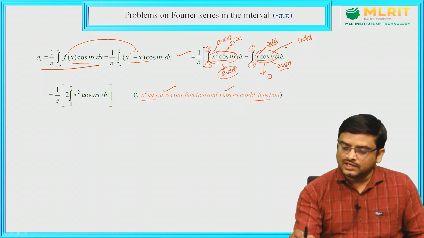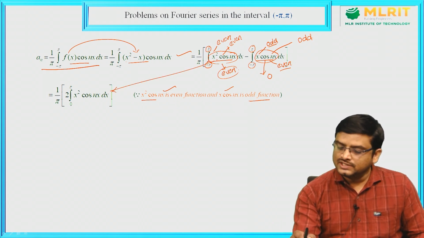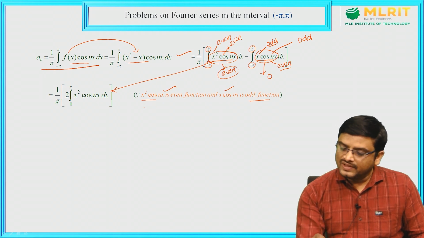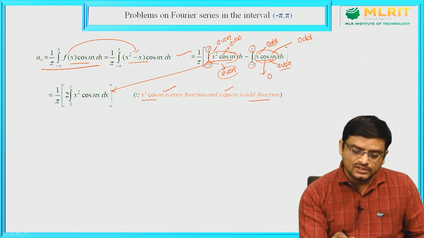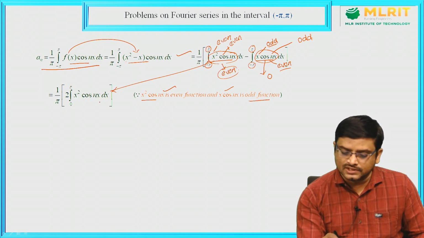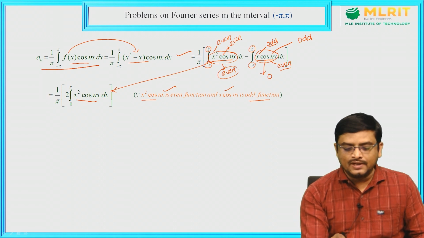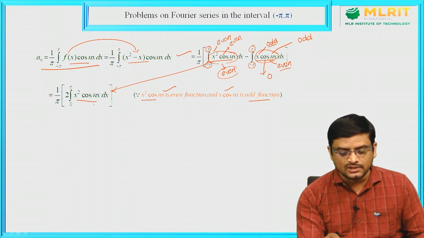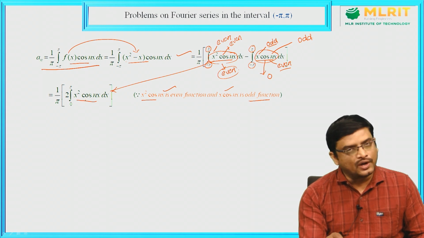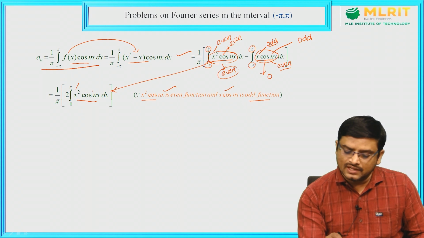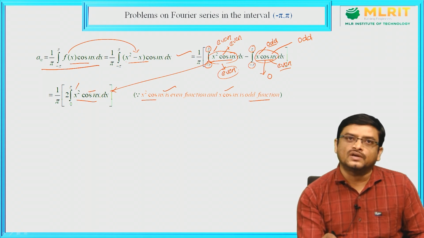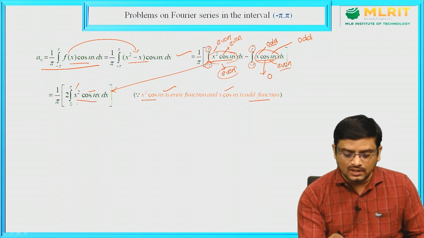Now concentrate on the first integral. It is an even function. Whenever we have an even function inside the integral, it can be written as 2 into integral 0 to pi x squared cos nx dx. Now it's time to evaluate this integral. Inside the integration we have the product of two functions. One is x square, an algebraic function, and the other is cos nx, a trigonometric function. So we have to apply integration by parts, the integral of uv.